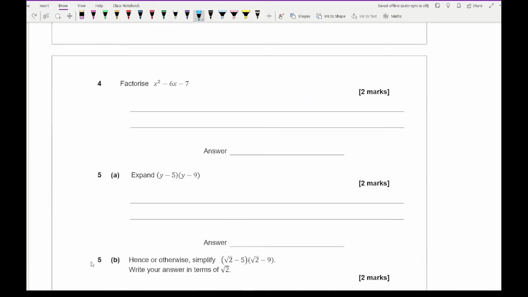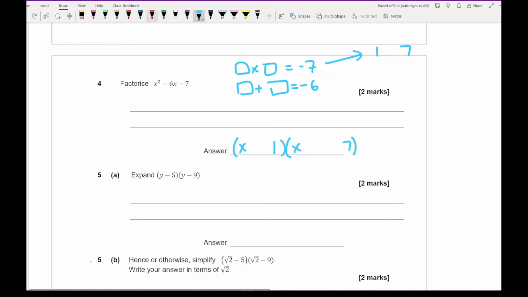So here we're factorizing this quadratic expression. So I want two numbers that multiply together to give me minus 7, added together to give me 6 or minus 6. Now there's only one option with 7. It's going to be 1 and 7. So I've got x, x, and if I just write 7 and 1 in there.